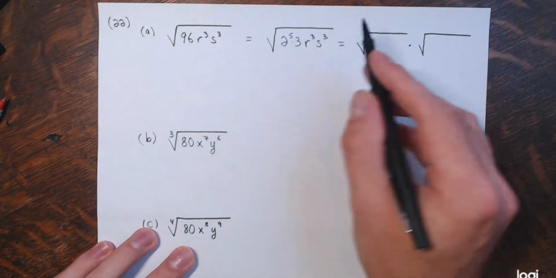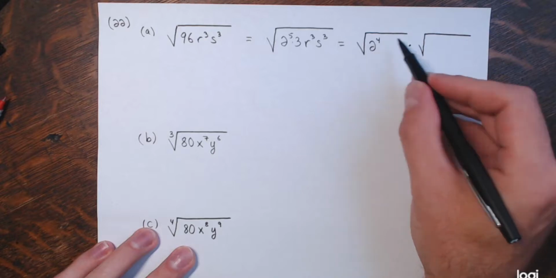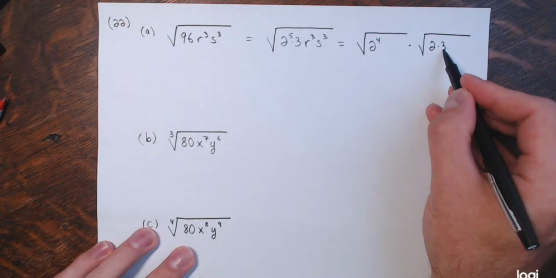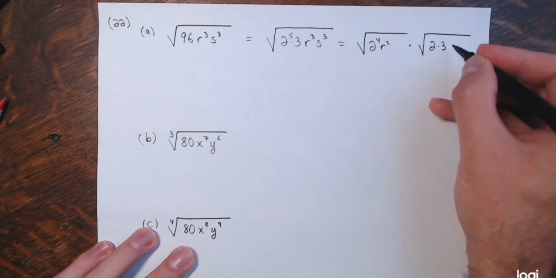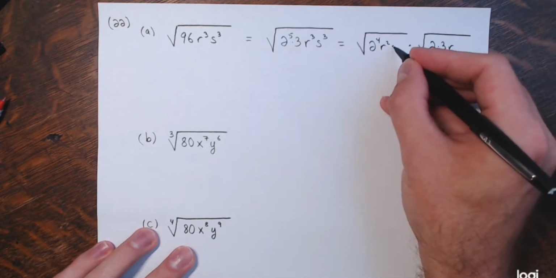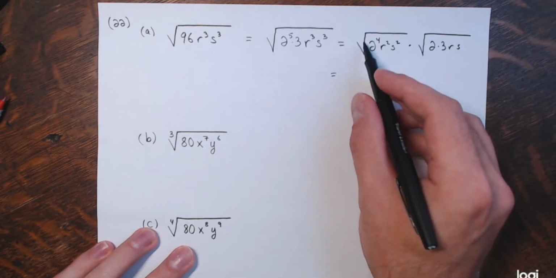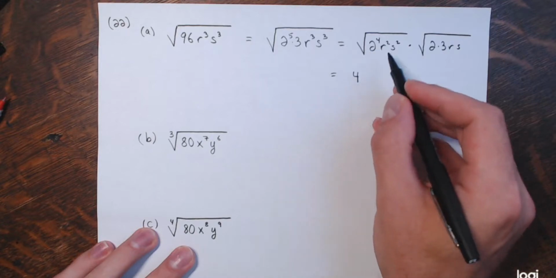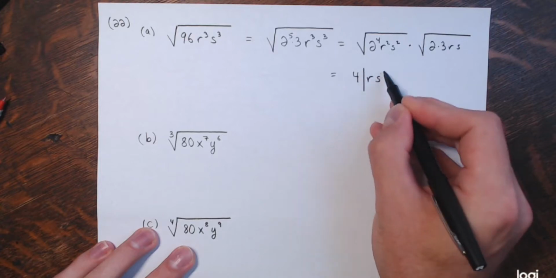Now 2 to the 5th you can break up to 2 to the 4th, a square. Right? That's 2 squared squared times 2. And then 3 is going to go in the non-square radical times 3. R cubed can be broken up to r squared times r. S cubed the same way, broken up to s squared times s. Now the square root of 2 to the 4th is 2 squared, which is 4. Right? And the square root of r squared is r, square root of s squared is s, but I need absolute values around that. Remember, it's an even root.